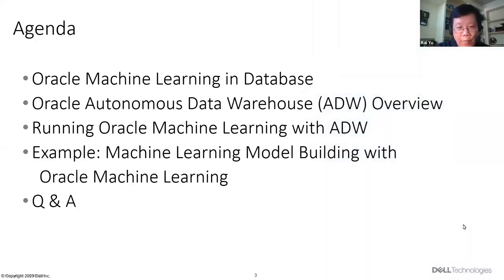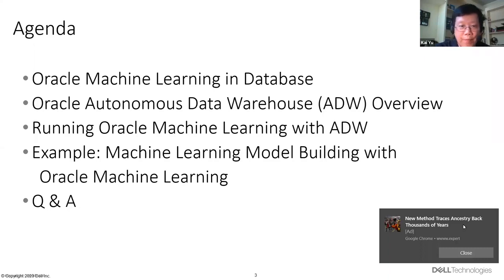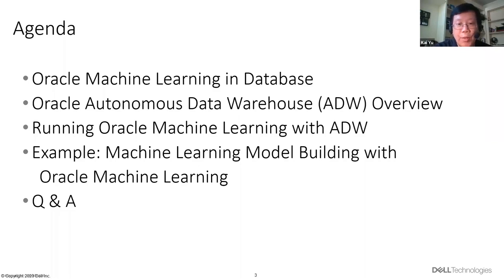Today we have 45 minutes and a lot of things to cover, but I will touch on several related topics. One is Oracle machine learning inside the database: why we do machine learning inside Oracle Database, and what technology is available in this area. Then we'll specifically talk about one type of database, Oracle Autonomous Data Warehouse, and show what is special about it for Oracle machine learning. Then we'll use an example to show the process of how we do machine learning inside the Autonomous Data Warehouse.